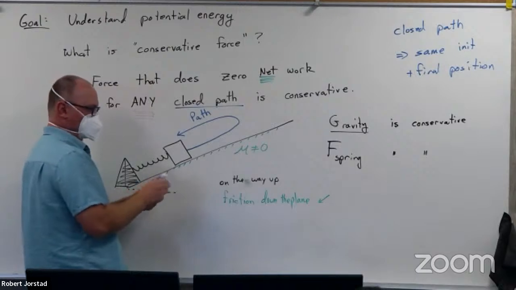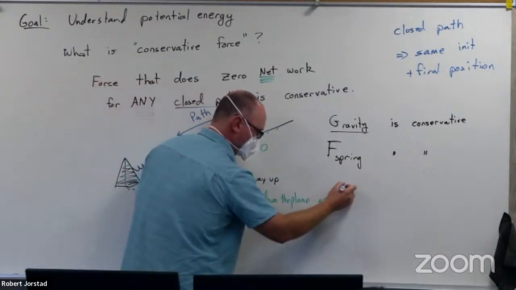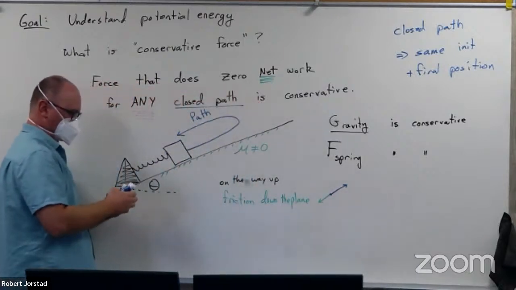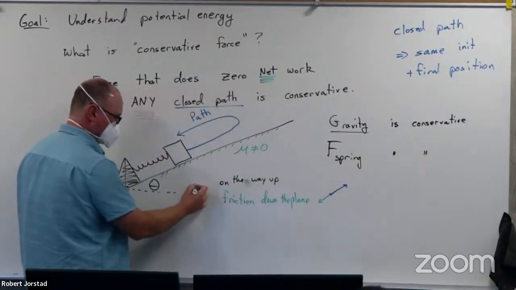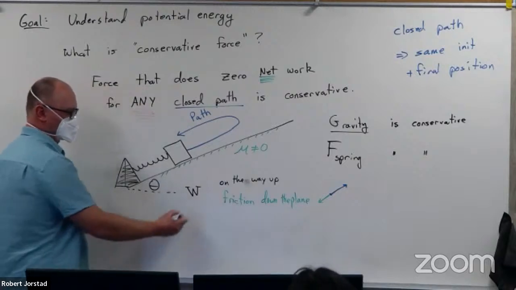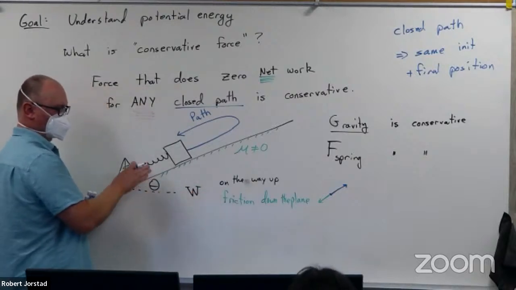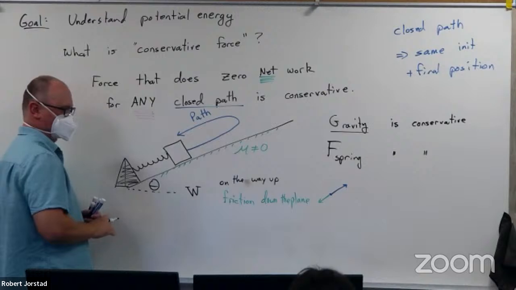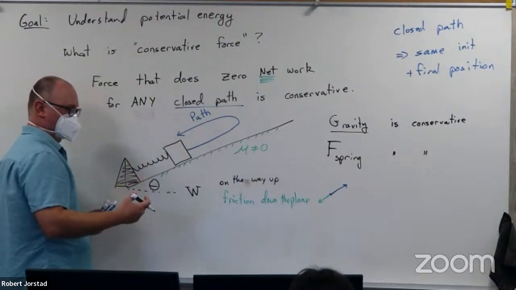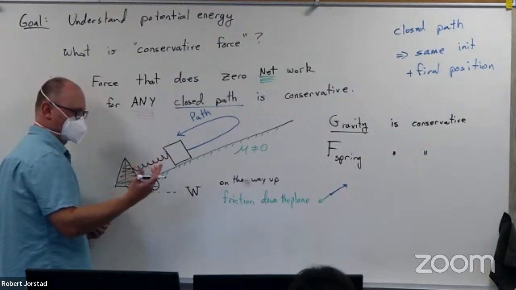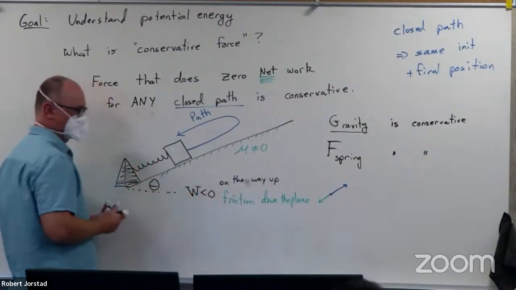Our displacement is up the plane. What's the work done? Positive, negative, or zero? What is it? For the work for friction on the way up, is it helping me go up the hill? So it's not positive. Is it hurting me as I go up the hill? Negative. Yeah, so it's negative.